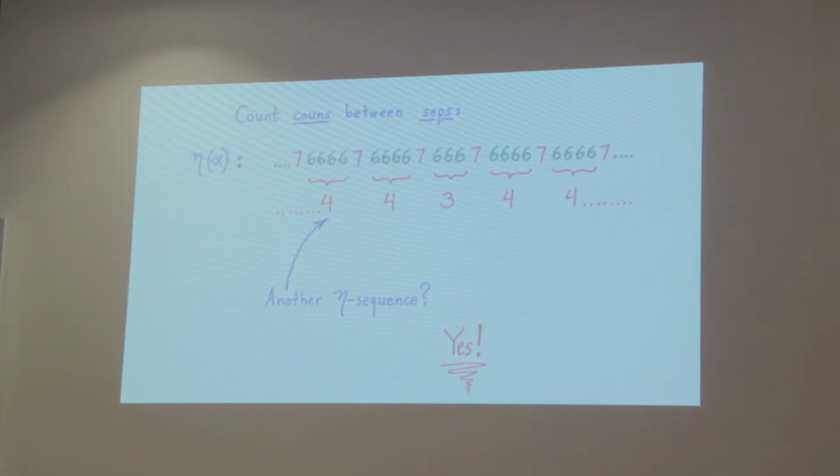All right, so this is another example of a different alpha. I just wanted to show a more general case. So here the sep would be 7 and the cound would be 6, and we have a bunch of counds and then another bunch of counds and then a smaller bunch and then a larger bunch and a larger bunch. And if you count these, there are 4 of them, 4 of them, 3 of them, 4 of them, 4 of them. Now that sequence, 4, 4, 3, 4, 4, also looks like a sequence of the same family. And in fact, it turns out that it is.